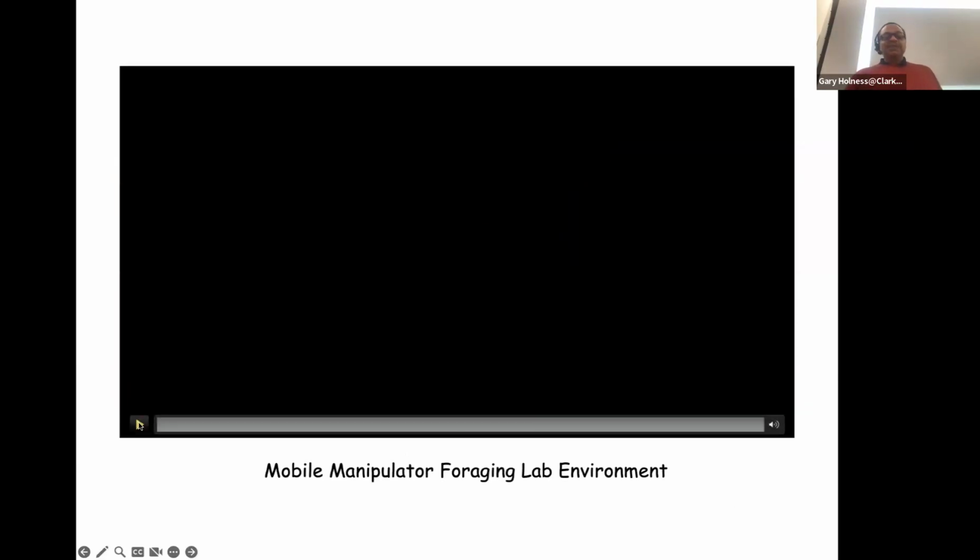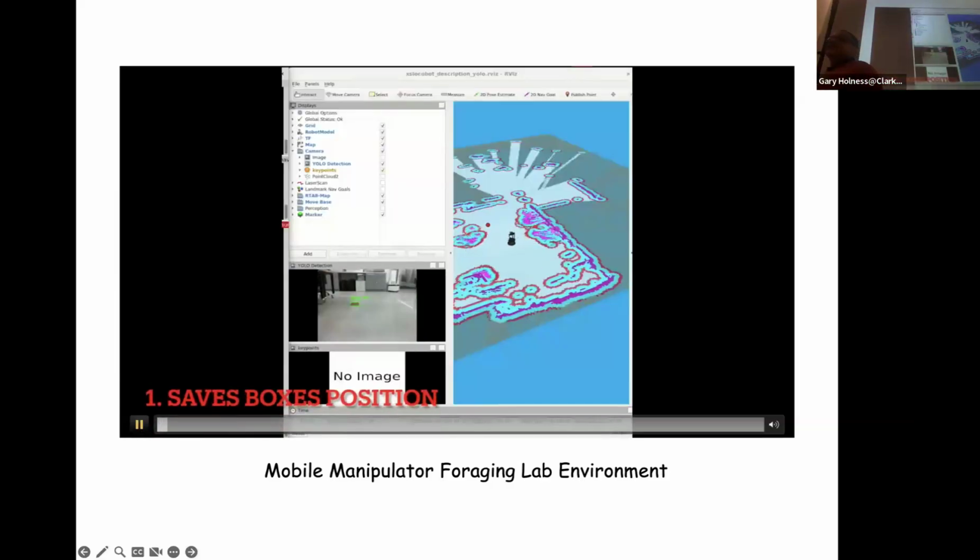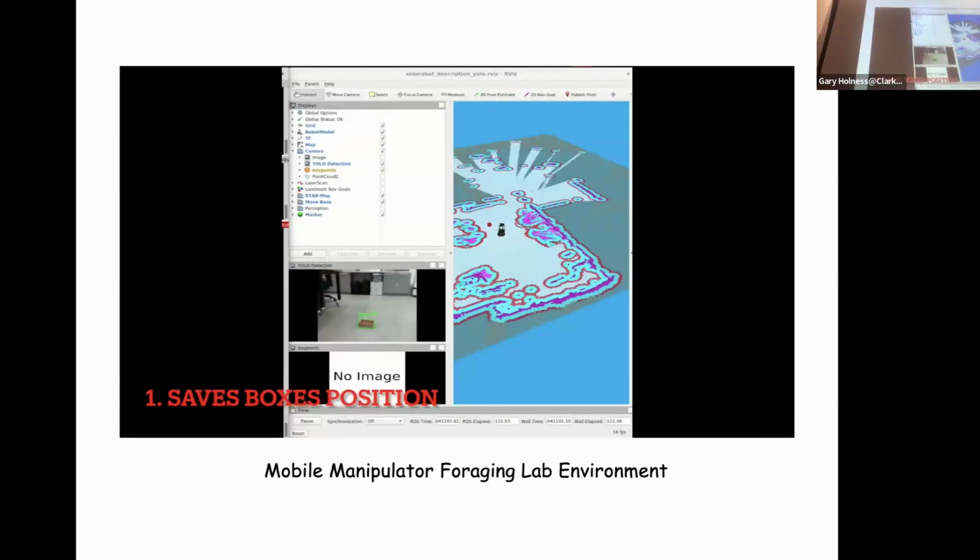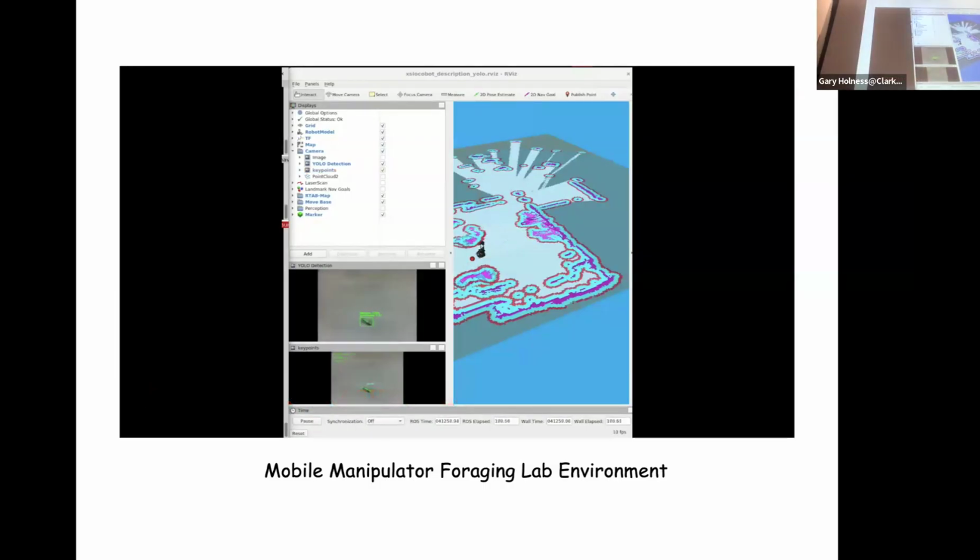This is an example, and there are two people in this room who have already seen this, of a foraging application. It was done partially two years ago in the summer, and then during the semester last year. It's searching for grasshoppers in the environment. They weren't pre-programmed where the grasshoppers are. It wasn't pre-programmed where the box is.